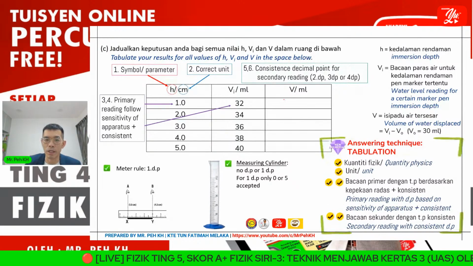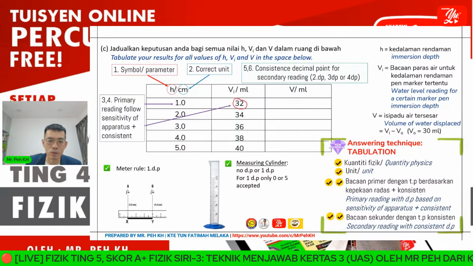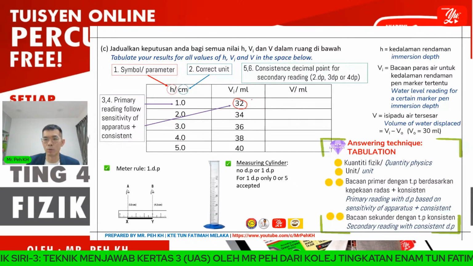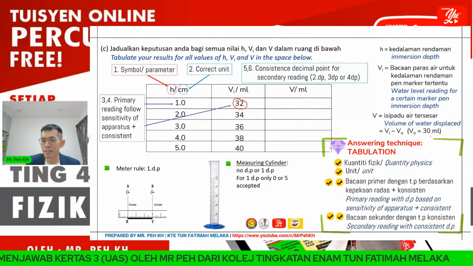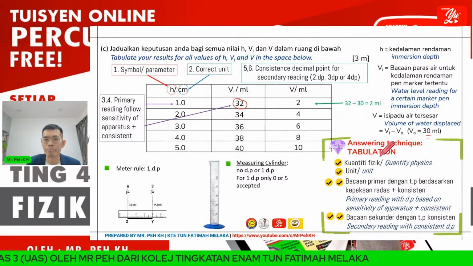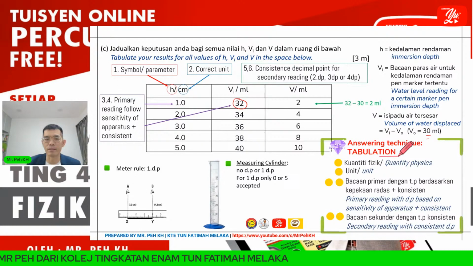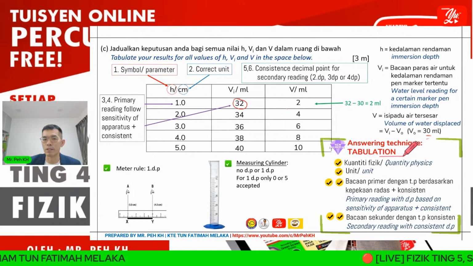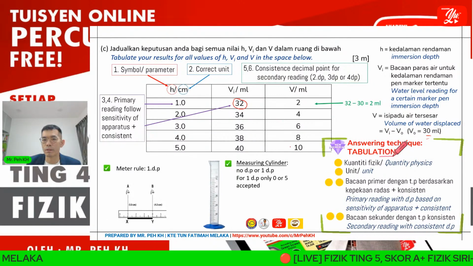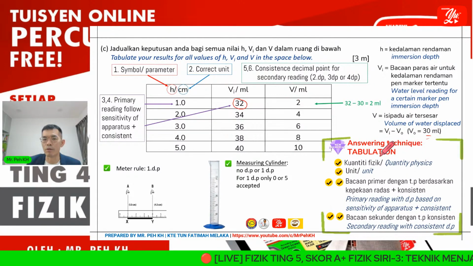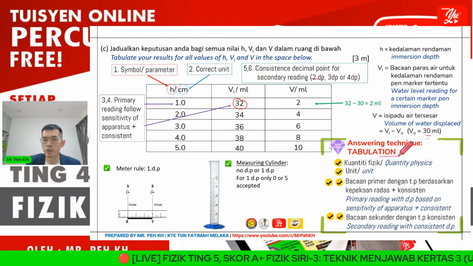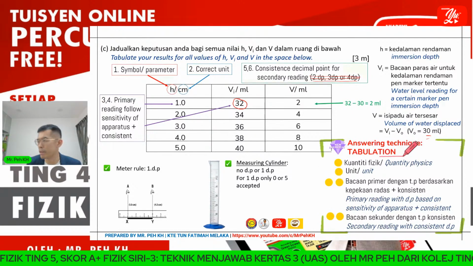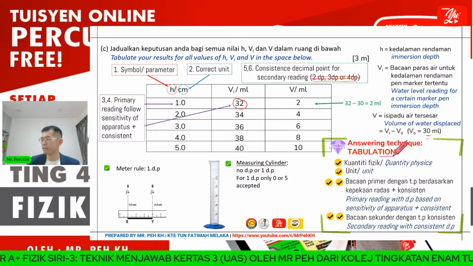Okay, so here you actually, since your V has no decimal place, for sure your V here is no decimal. So you'll be using 32 minus 30. You will get 2, 4, 6, and 10. Okay, so it will be 40 minus 30. You will get 10. So this is the so-called secondary reading, and you need to give consistency reading. And here again, this is just for reference. In this case, there will be no decimal place or 1 only.